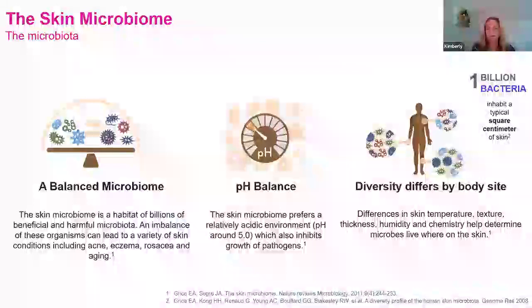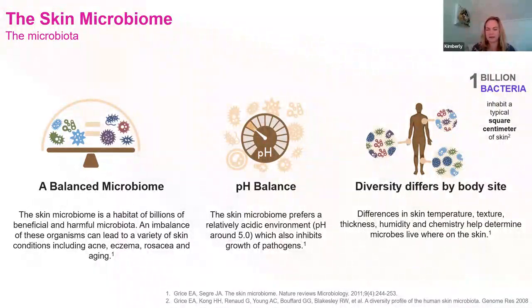So on the skin, which I'll explain in more detail, more about the structure and function in a few slides, what we now understand really is that we have a balanced microbiome on the skin of our human body. And it's a habitat of billions of beneficial and potentially harmful bacteria that all exist in this balance in a state of health. And an imbalance of these organisms or an imbalance in the environment, i.e. the skin, can lead to a variety of conditions like acne, eczema, rosacea, and even aging, as we start to understand.